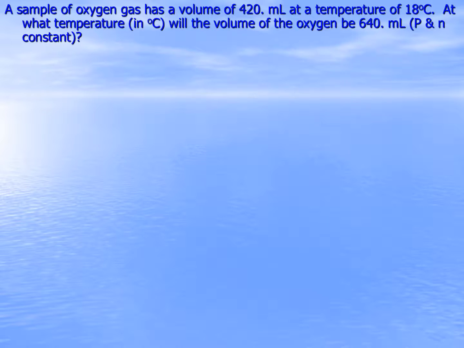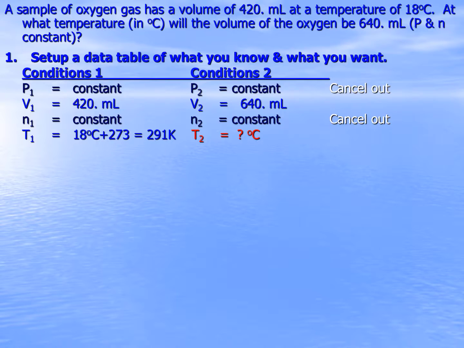Okay, here's another example. Oxygen at a volume of 420 milliliters and a temperature of 18 Celsius. Red flag there, make sure you change that to kelvins. At what temperature, in Celsius, will the volume be 640 milliliters? So we're going to get our answer in kelvins and have to change it back to Celsius. Pressure and moles are constant, so we're looking at a Charles's Law problem here. So P and N are constant.